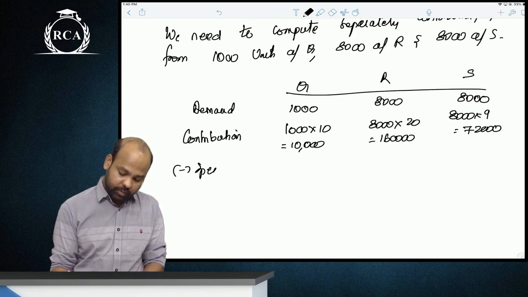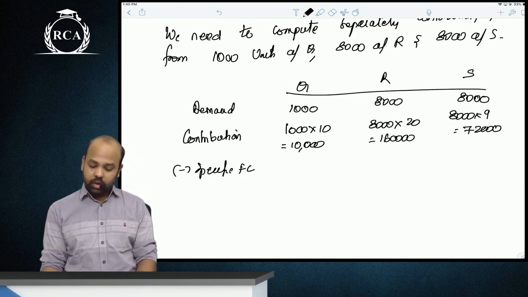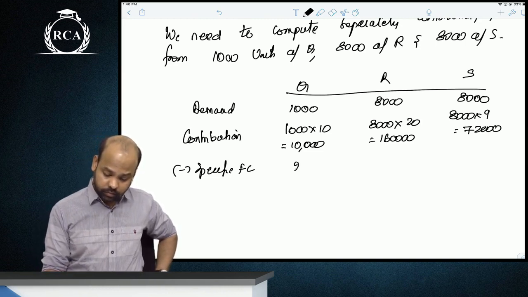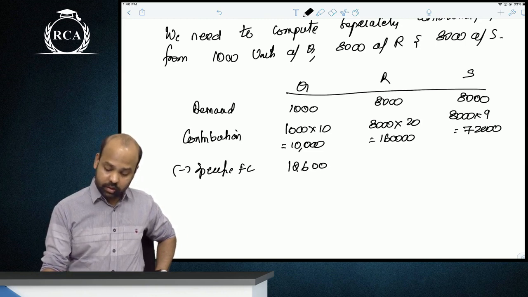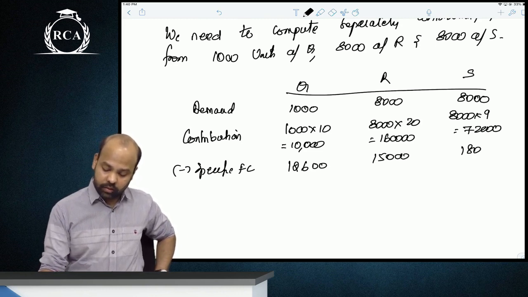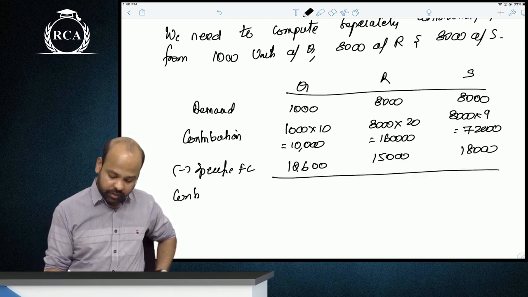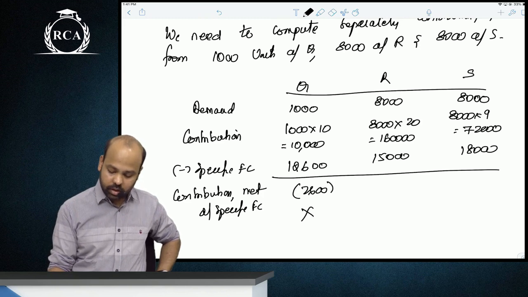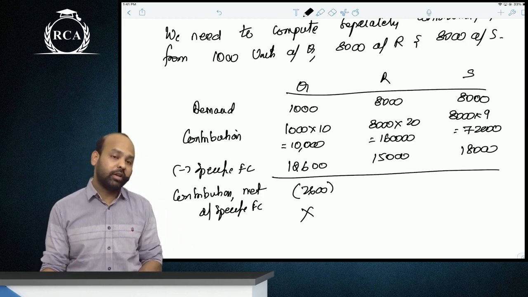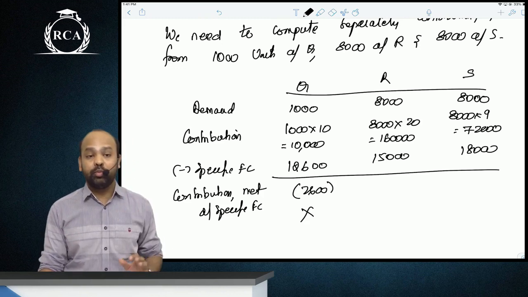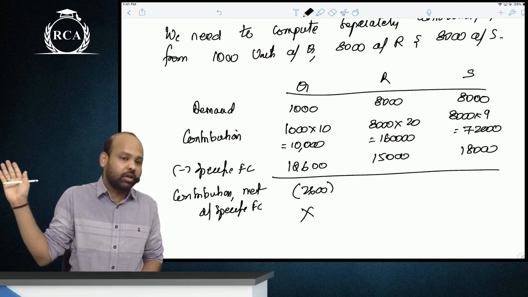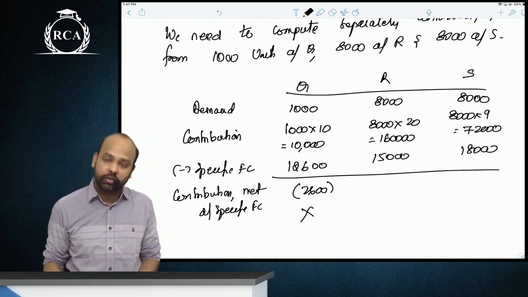Deduct specific fixed cost. Boss, we have to incur the entire specific fixed cost. The amount of specific fixed cost, beta, that we are going to incur, guys, here is 12,600, 15,000, 18,000. So my contribution net of specific fixed cost is negative 2,600. Gone. We will not manufacture 1,000 units of Q. See, guys, from those incremental 1,000 units, we are incurring a loss as such, guys. So we will not manufacture 31,000 units of Q. We will stop at 30,000 units of Q.